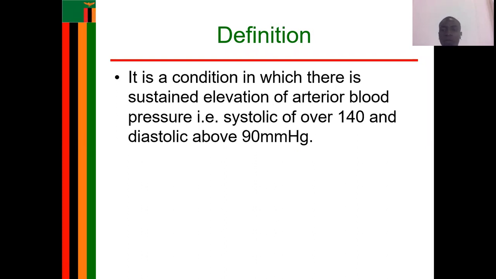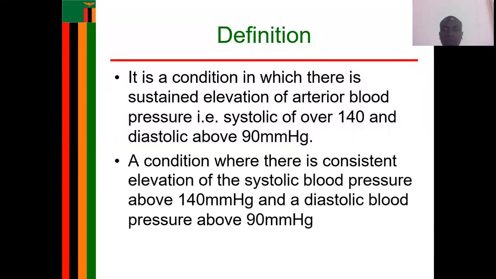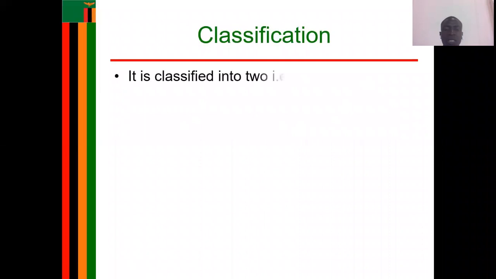Systolic of above 140 and diastolic of above 90 millimeters of mercury. So when you say somebody has hypertension, you mean the systolic blood pressure is above 140 and the diastolic is above 90. Or it's a condition where there's consistent elevation of systolic blood pressure above 140 millimeters of mercury and diastolic pressure of 90 millimeters of mercury.